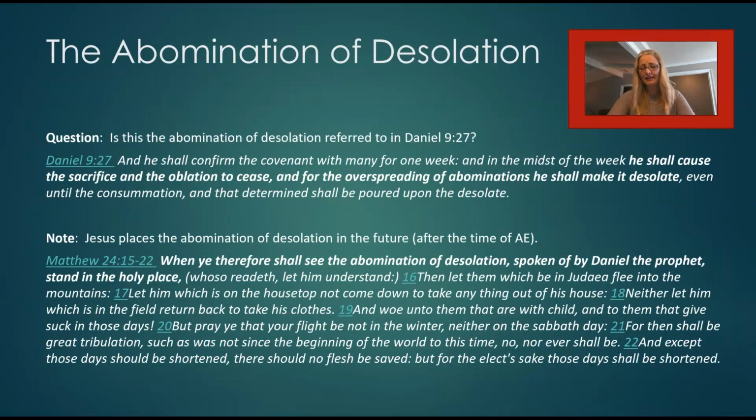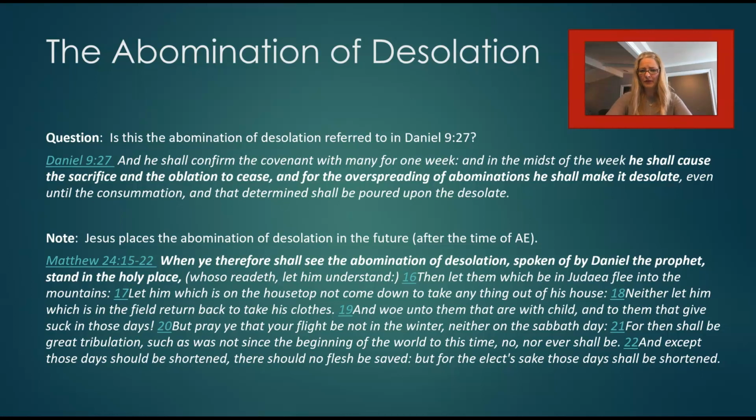Now, the abomination of desolation is a critical moment in eschatology. What's happening with the vile person in Daniel 11:31 is reminiscent of what we learned about in the prophecy of the 70 weeks in Daniel 9:27. Recall that it says, "And he shall confirm the covenant with many for 1 week, and in the midst of the week, he shall cause the sacrifice and the oblation to cease. And for the overspreading of abominations, he shall make it desolate."